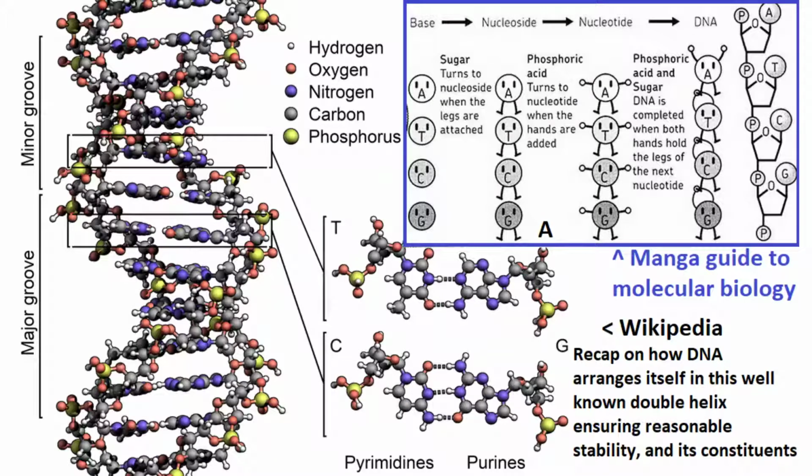So at the next slide we have the Baker pattern. On the top right, I took a little image from the Manga Guide to Molecular Biology, which is a cute version. I believe we have a copy in the library as well.